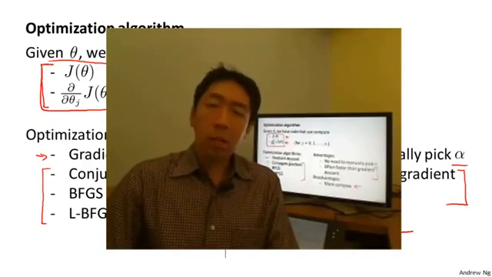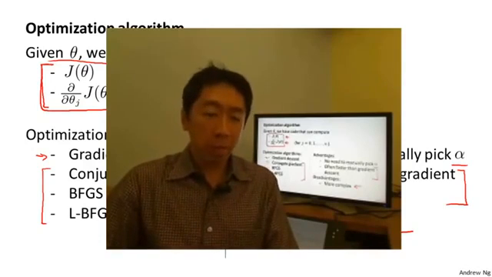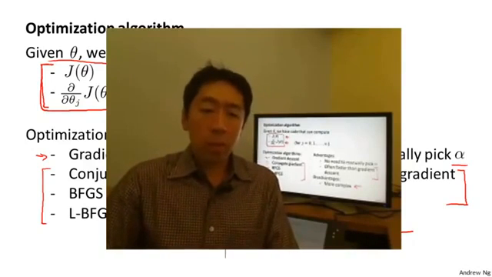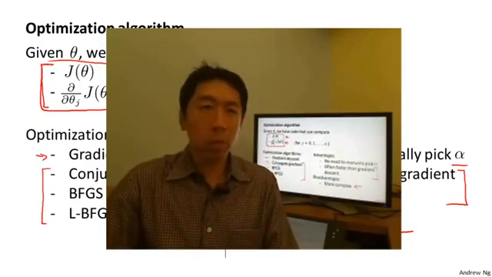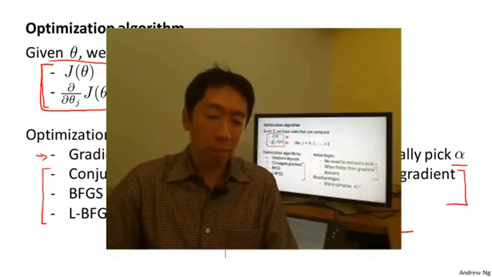Instead, just as I wouldn't recommend that you write your own code to compute square roots of numbers or to compute inverses of matrices, for these algorithms also, what I would recommend you do is just use a software library. So to take a square root, what all of us do is use some function that someone else has written to compute the square roots of our numbers.